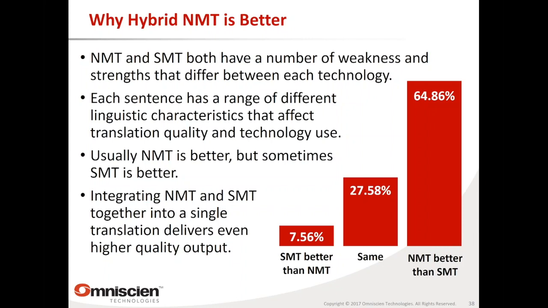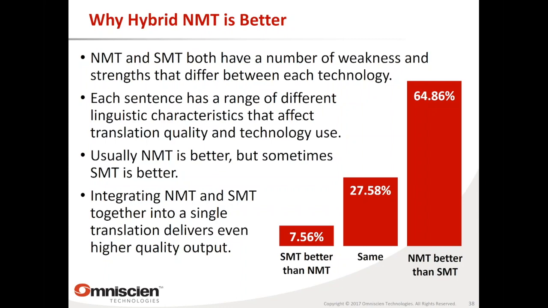About 28% of the time, they give essentially the same quality. And about 8% of the time, SMT is better. In particular, SMT is better on shorter content and on out-of-domain content. So neural does not do well when content is out of domain. If you have a life sciences engine and you start trying to translate IT, you'll get an incomprehensible mess, whereas SMT will at least have a go at it.